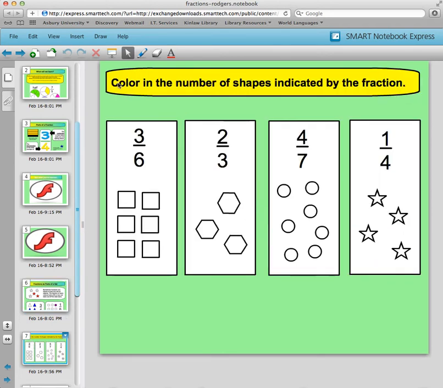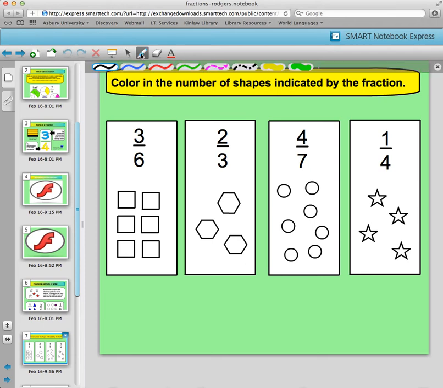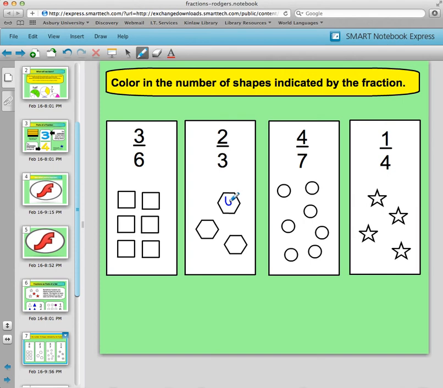On the 7th slide, children can do what they just saw on the previous slide on their own. So they can click on the pen and choose a color, and then, for example, 2/3, they would color it in 2 out of the 3 shapes. And they would do the same for 3/6, 4/7, and 1/4.